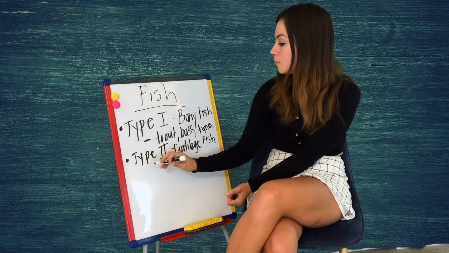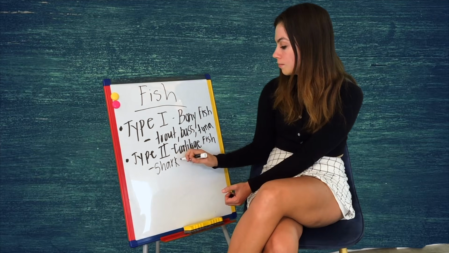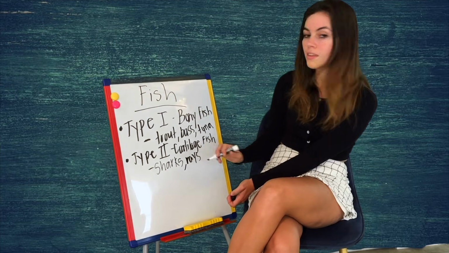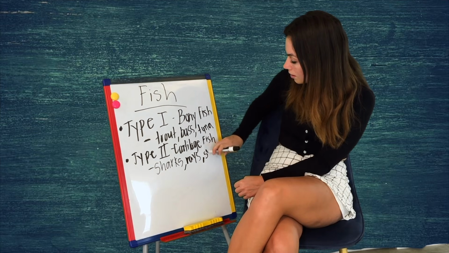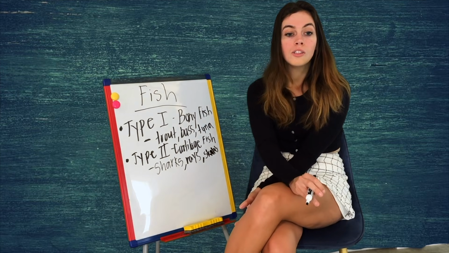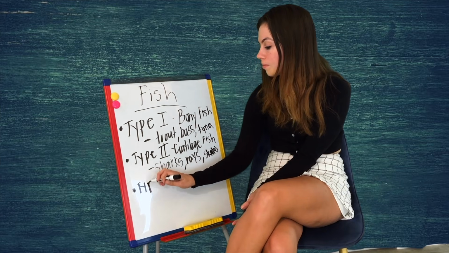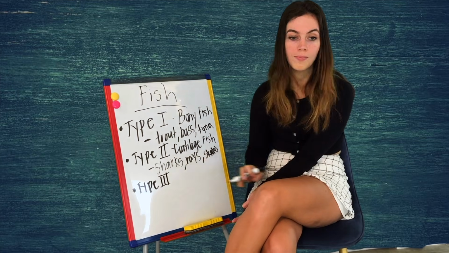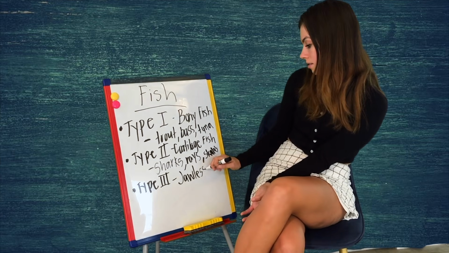So examples of cartilage fish would be sharks. Also have rays. And also skates. So the next type we're going to talk about is type 3. So we have type 1, type 2, and type 3. Type 3 are the jawless fish.